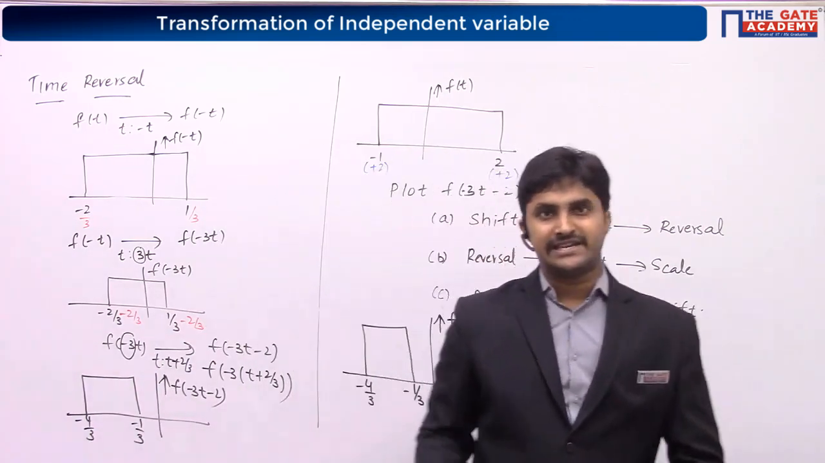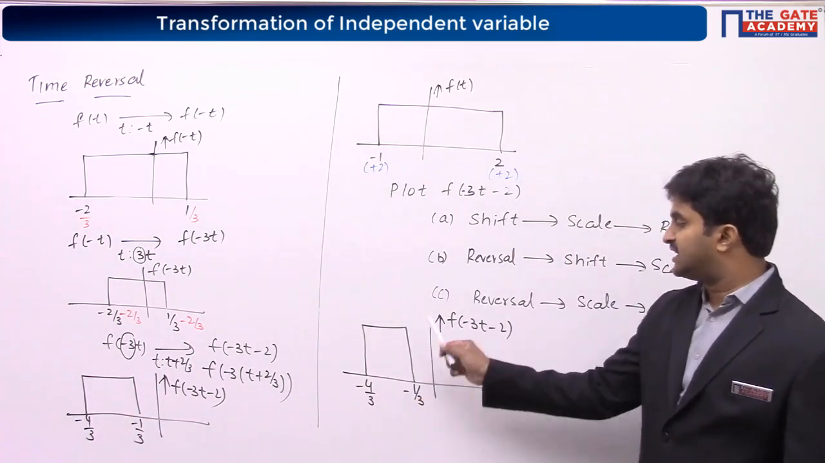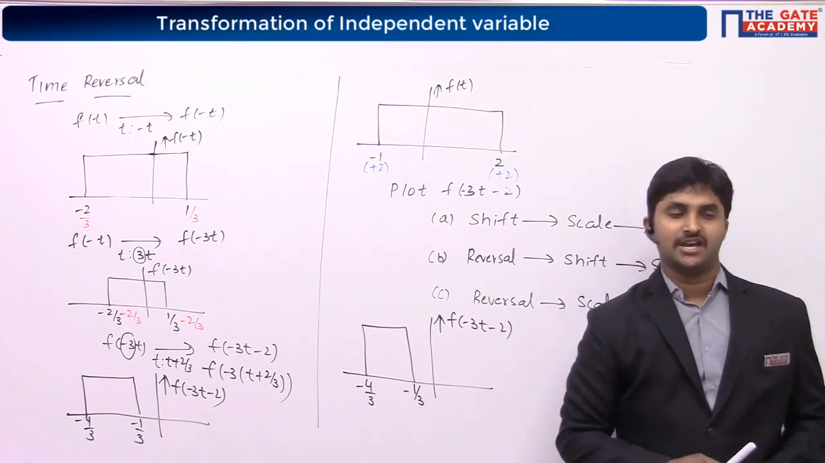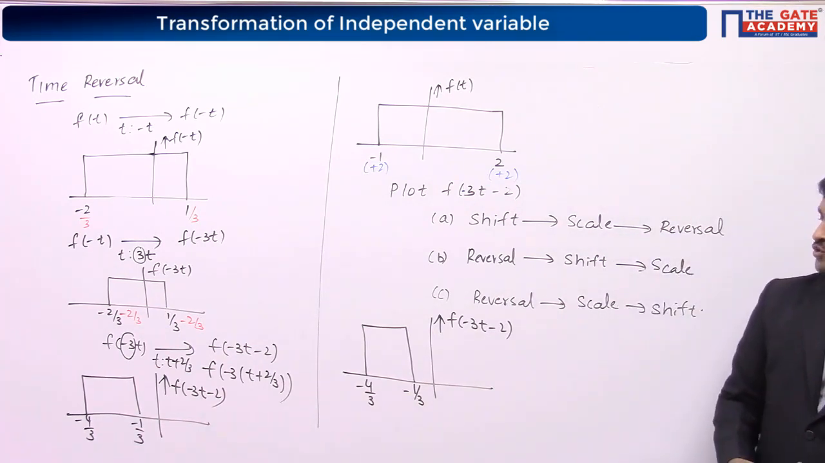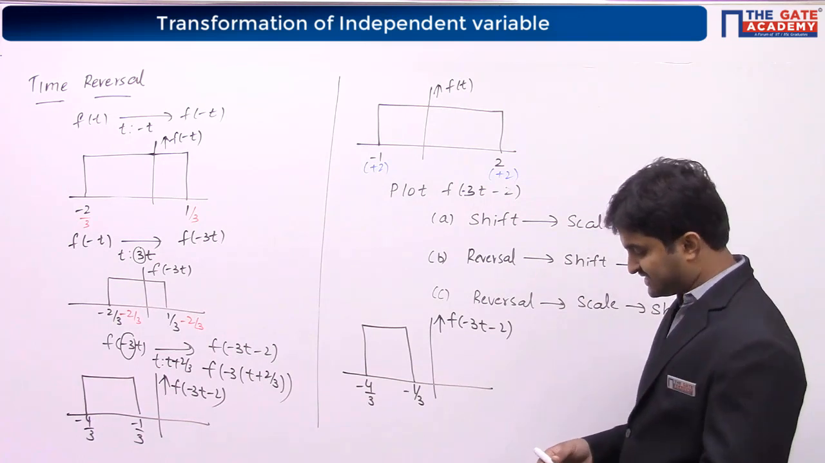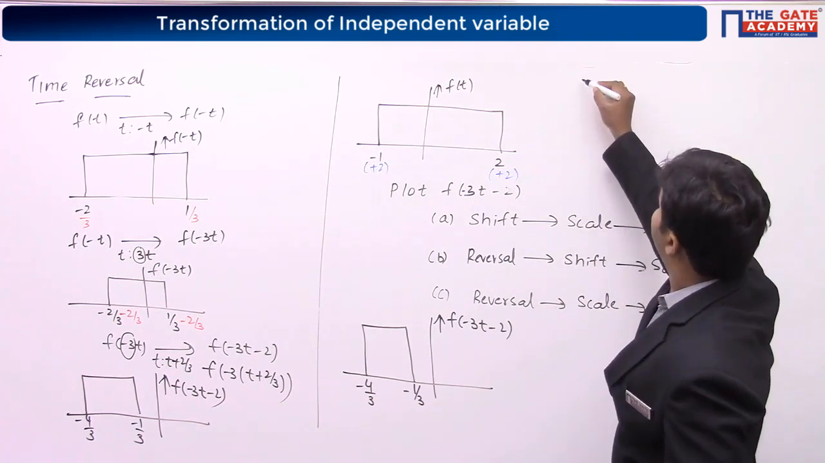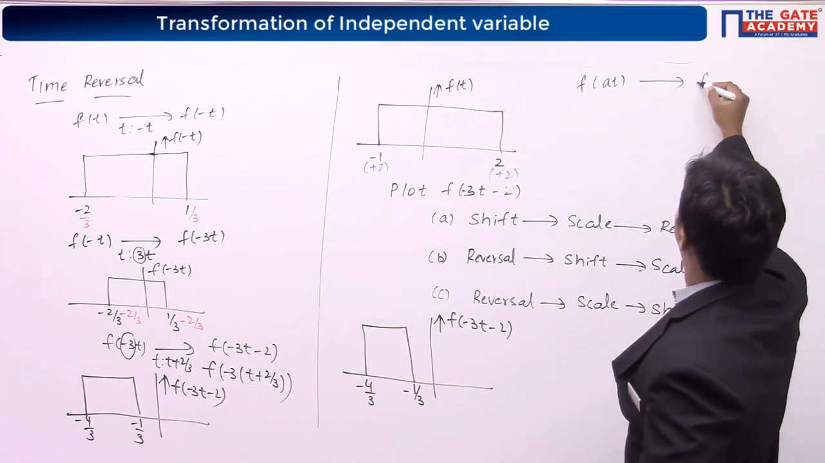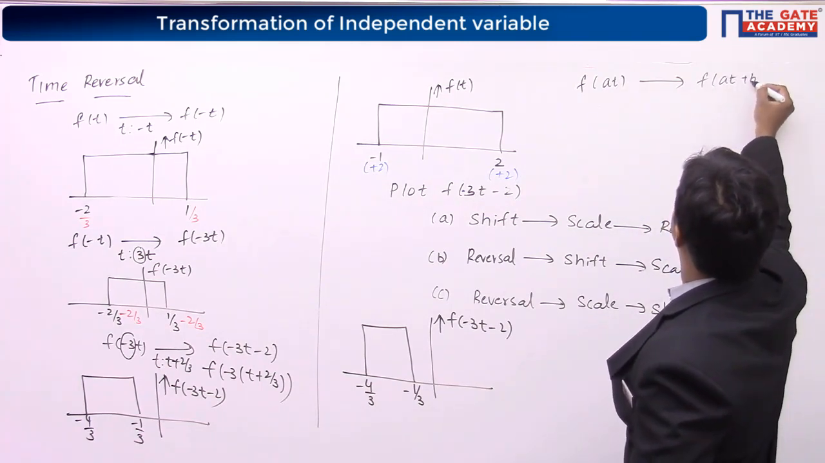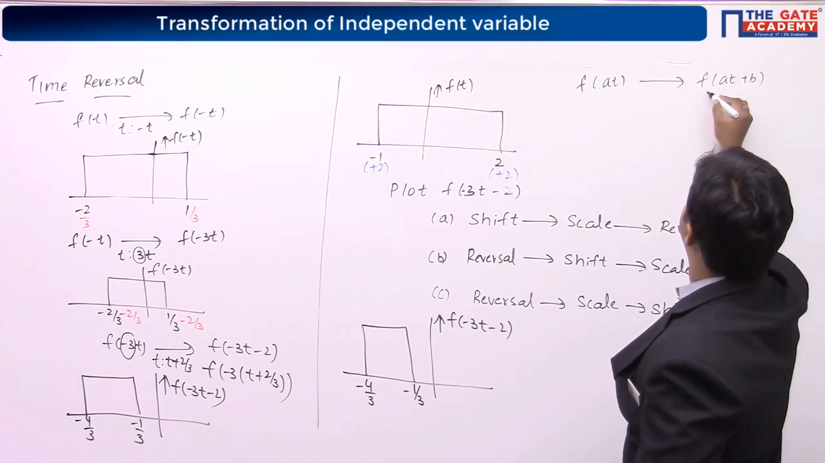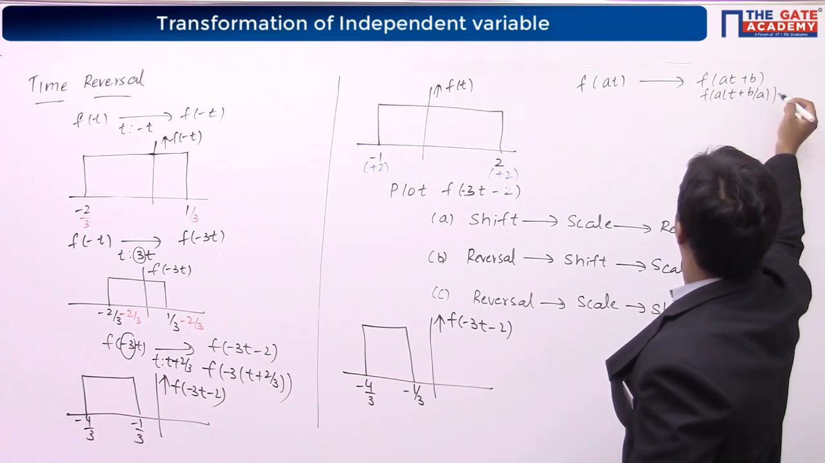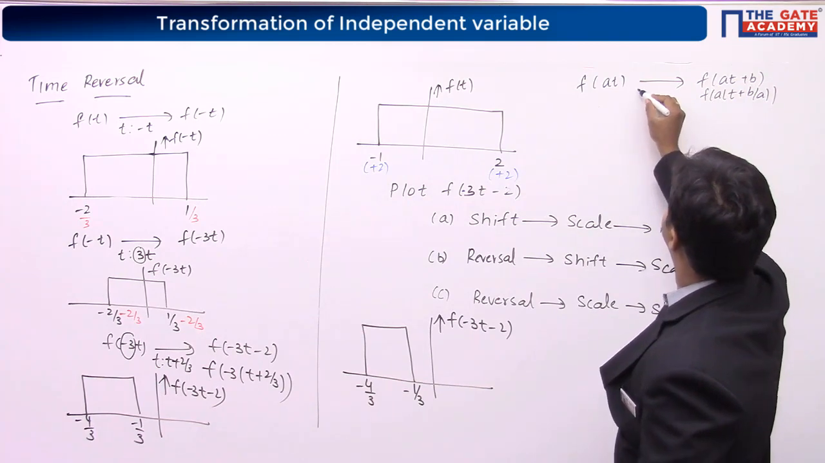Right? And once again, it is matching with the result that we got when we did shift, scale and reversal. So we are very happy with this. So the point to learn for us is that if you have f of at and you want f of at plus b, the approach is to take whatever you have taken common. So this will be the amount of shift.